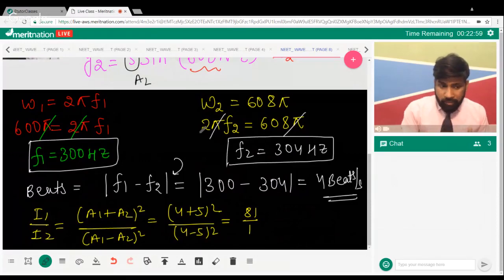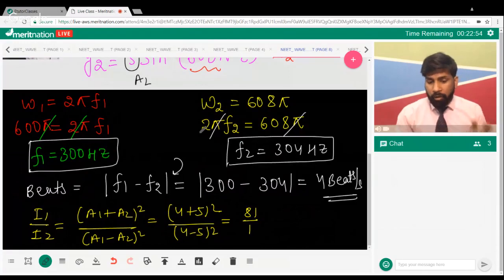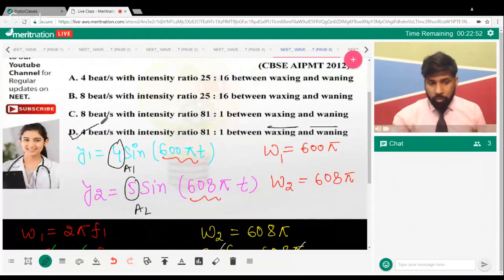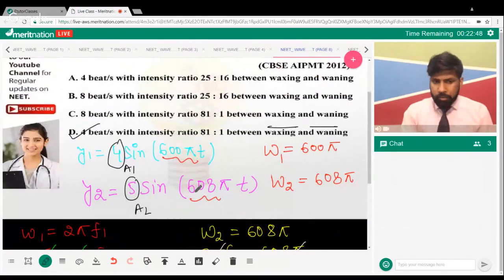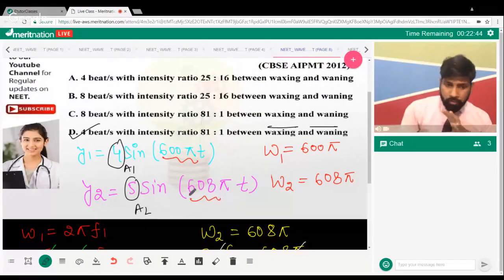So that is I1 by I2 here. What we are getting here is 81 by 1. So the correct answer is option C. Here, students, beats are 4 beats per second and the intensity ratio is 81 by 1. This is the solution of this numerical.